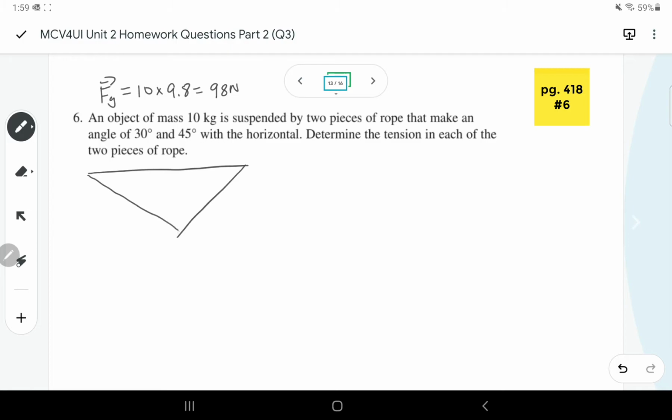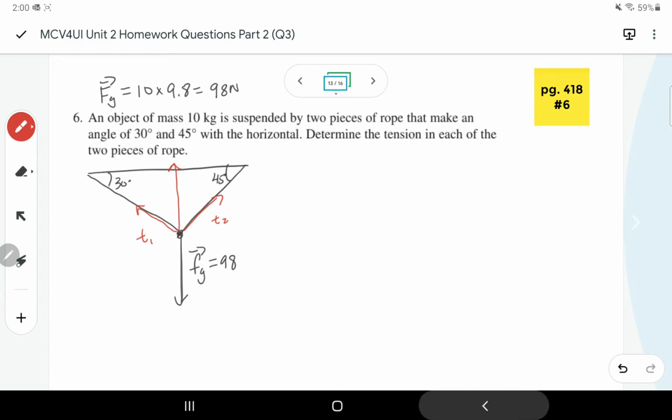So here I've got this object. The force down is 98, and it's got a 30-degree angle and a 45-degree angle with the horizontal, and we want to figure out the tension in each of the two pieces of rope. So we would know that there's going to be a tension here, T1 plus T2 would equal the equilibrium force that is working against and equal to the force of gravity. So I'm just going to call that the resultant or equilibrium force.